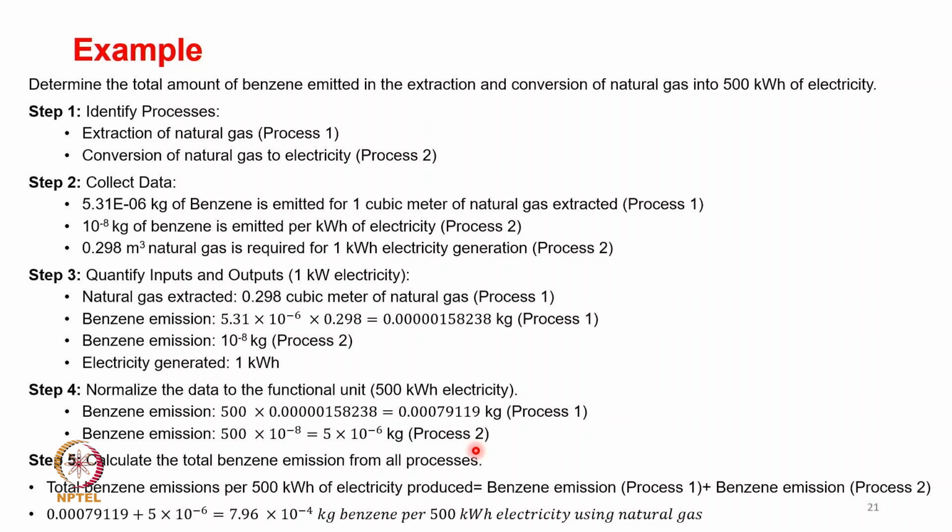Then calculate the total emissions. So the total emissions per 50 kilowatt hour of electricity produced is the benzene emissions of process 1 plus the benzene emissions of process 2, wherein you sum them together. So the result says that 7.96 times 10 power minus 4 kilogram benzene is emitted per 50 kilowatt hour of electricity using natural gas. So this is how you do the calculations.